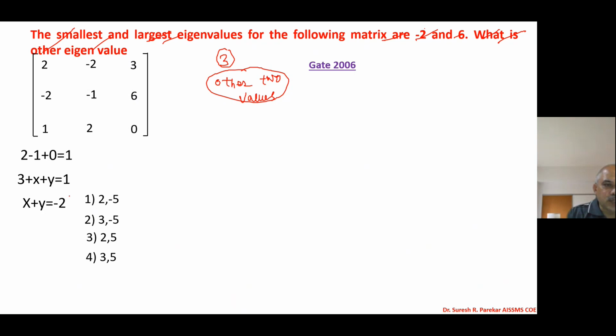Now we know x plus y we should have minus 2. Now we have to check: 2, minus 5, minus 3? No, 3, minus 5, 2. So we have this option. So 2 plus 5 is not possible, this is not possible. So we have one is 3, other is also 3, and then the third will be minus 5. This was asked in 2006.